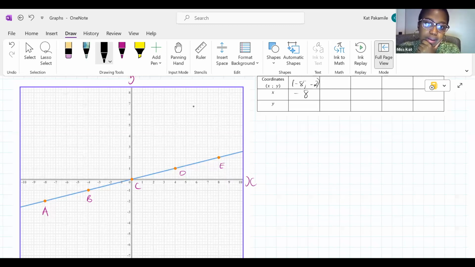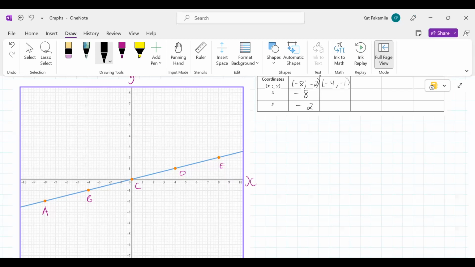Ma'am, for B, it's -4, -1. Okay, for B it's -4 and -1. So then my x is what? -4. -4 and my y is? -1.